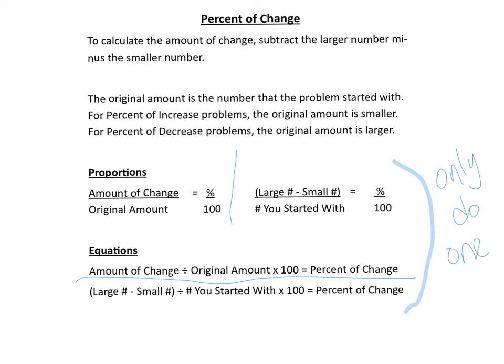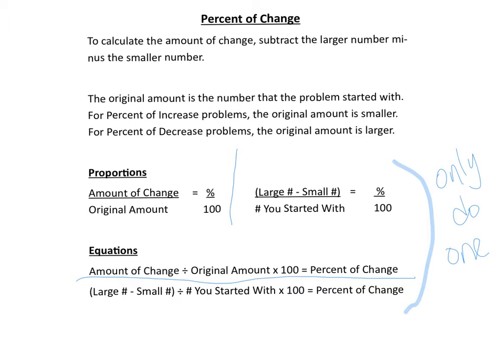So for the proportions, you look at the amount of change over the original amount and then percent over 100. So percent over 100 is not changing at all. Another way to think of it is on top, you're going to do large number minus small number, and on the bottom, it's going to be the number you start with. And it's going to equal percent over 100.